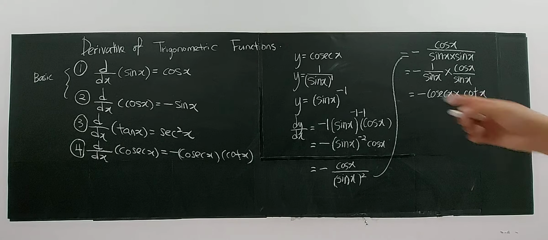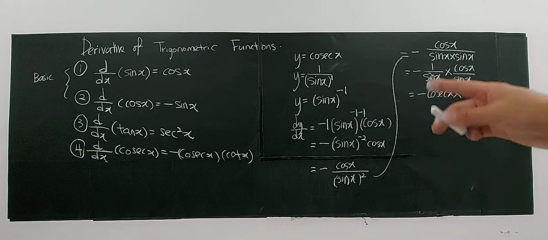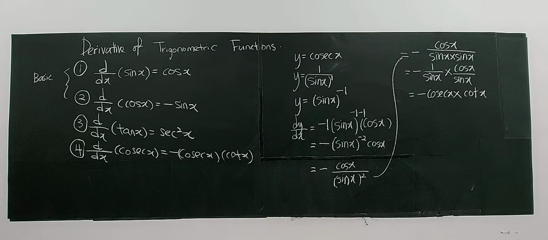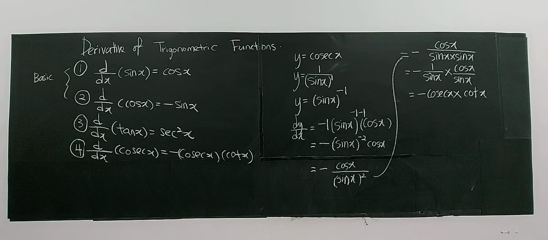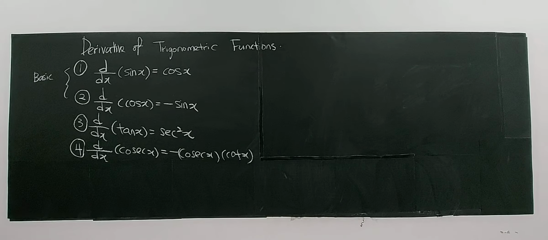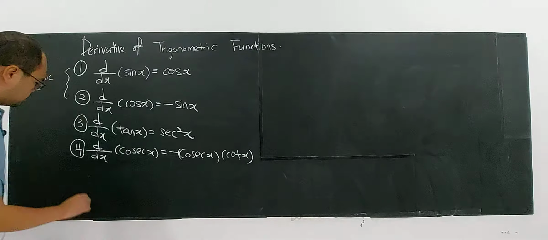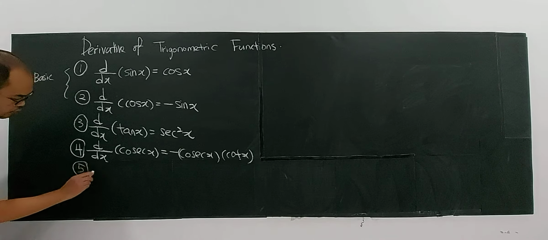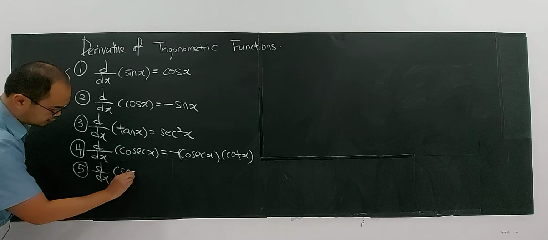That is how I get the formula for differentiating cosecant x. I have negative cosecant x cotangent x. Alright? Okay. Of course, there are another two formulas, right? You have another two formulas, which will be differentiating secant x. So let's look at it. Alright. Let's look at differentiating secant x. So the fifth formula, we will be differentiating secant x.